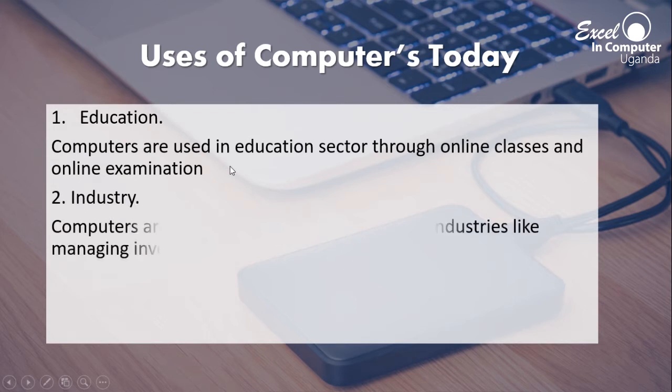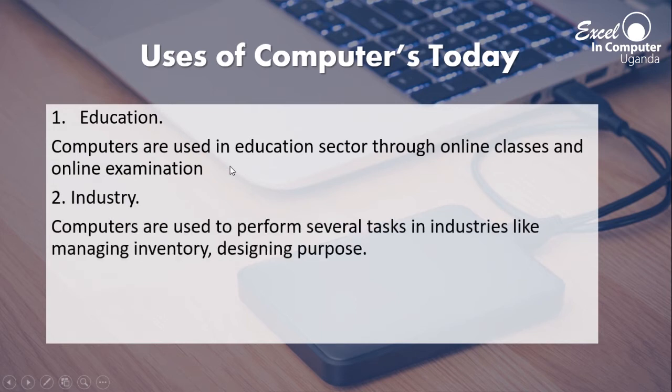Industry. Computers are used to perform several tasks in industry, like managing inventory and designing purposes. For example, maybe you have a company that does graphics design. You use the computer to do the graphics design for you, and after you have done the graphics design, you have sold some, so you would also put some in inventory, so you would record the ones in inventory and save them in the computer to manage them.